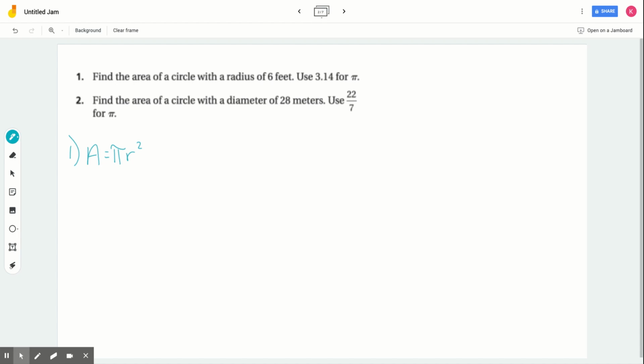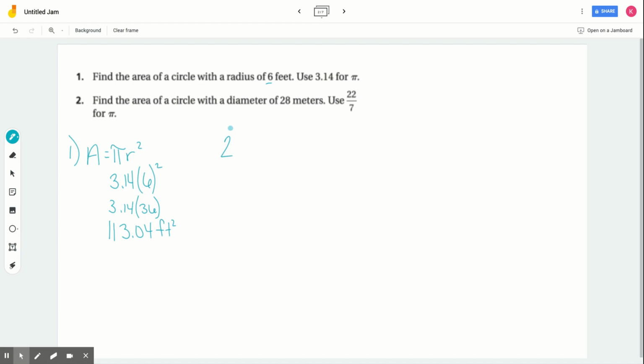So A equals pi r squared, and we're using 3.14 for pi, the radius is 6 feet. So 6 squared is like 6 times 6, or 36. Now we can multiply 3.14 by 36, and we end up with 113.04 feet squared. Just like all of our other figures, area is square units.